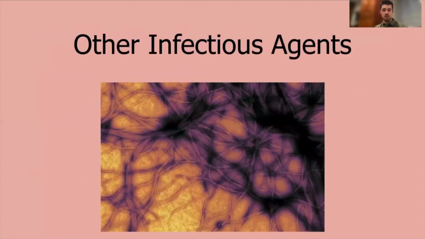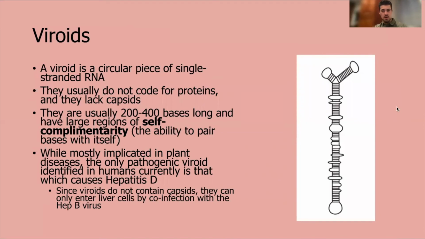All right, and we'll talk a little bit about other infectious agents. That is a picture of, I believe, the prions in an E. coli cell. Okay, so first we'll talk about viroids. A viroid is a singular piece of single-stranded RNA, a circular piece of single-stranded RNA, excuse me.